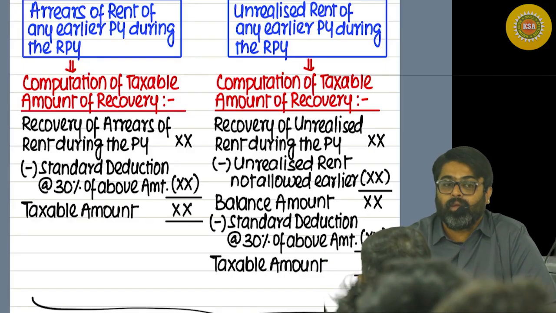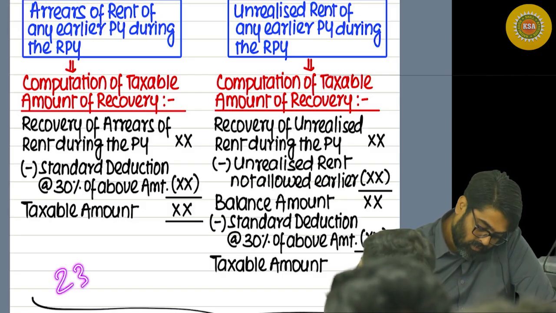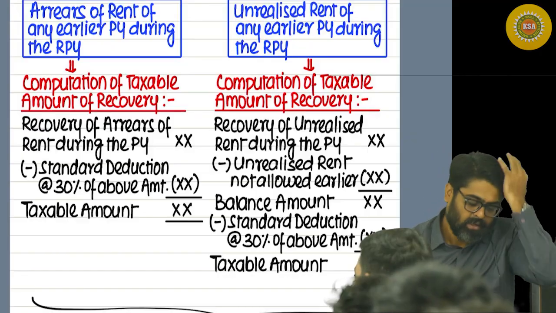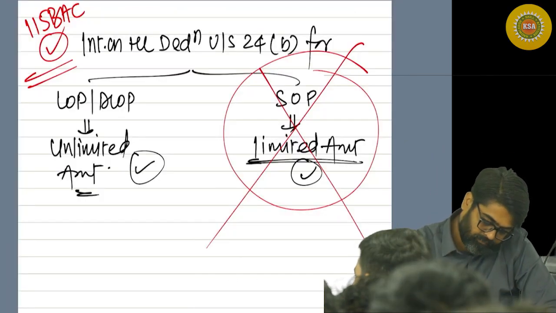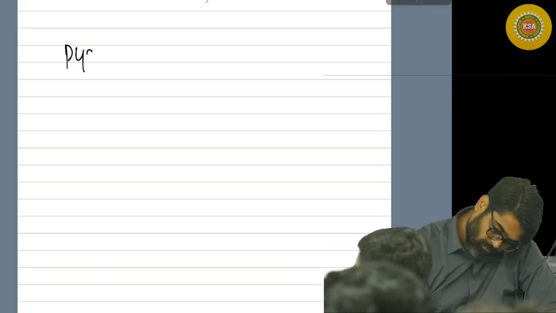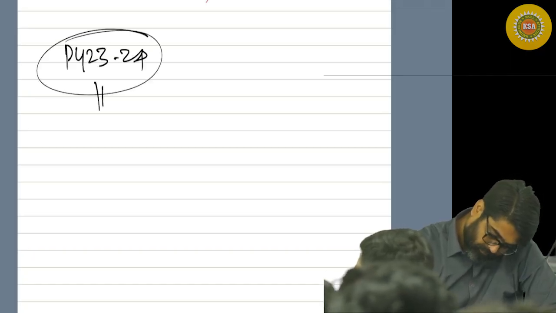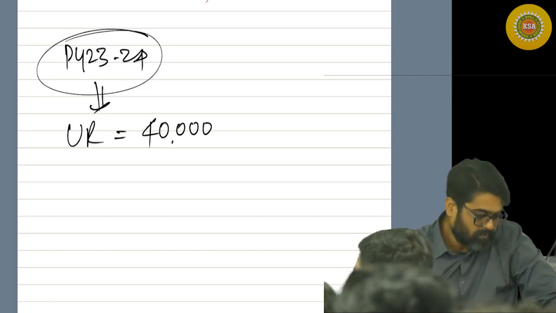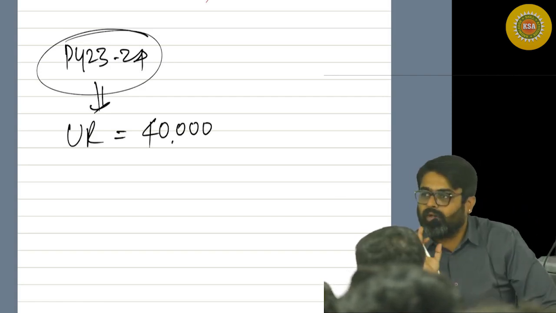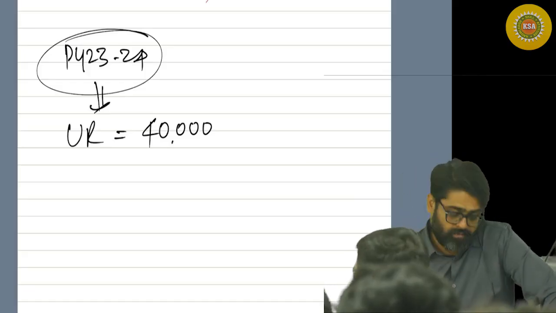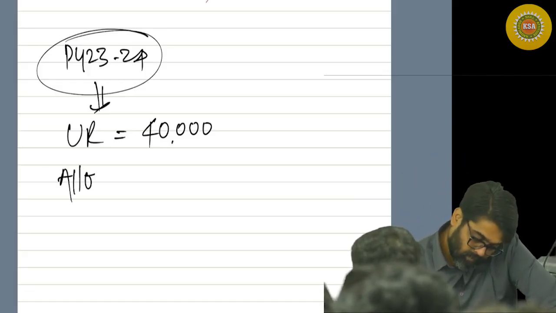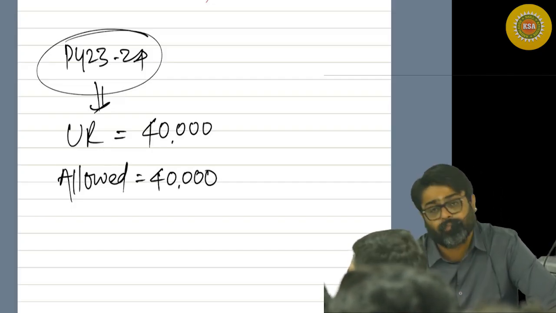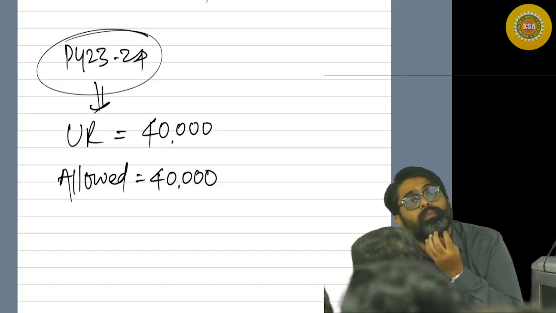I am talking about 23-24, last year. Last year, previous year 23-24, the unrealized rent was 40,000. How much? First case, listen to me very carefully. Allowed: the entire 40,000. Tell me.